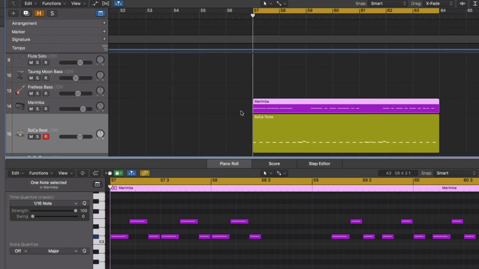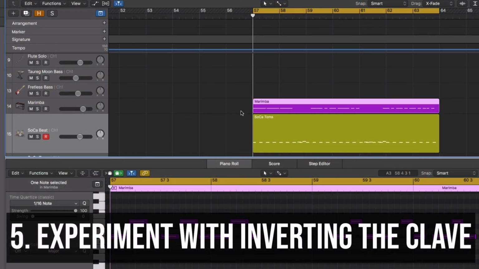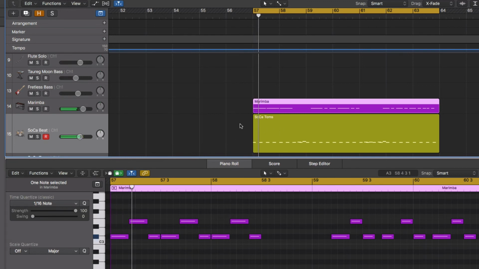And the last tip that I have for you guys when using SoCa is to try starting the melody on a different beat within the pattern. So I'm going to show you 3 variations of the same 2-note melody, with each one starting on the next consecutive beat of this pop SoCa Clave. And listen to how it shifts against the quarter note kick pattern.